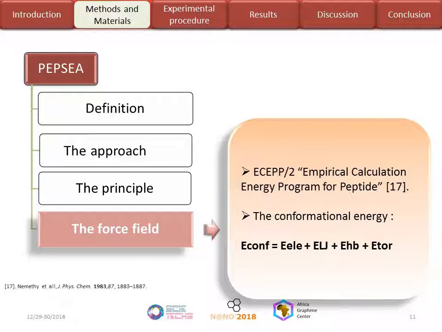The force field used by the PEPSEA program to compute the conformational energy is ECEPP2, Empirical Conformational Energy Program for Peptides. This force field uses the rigid geometry to represent the amino acid residues of the polypeptidic chain. The conformational energy function is the sum of four terms: electrostatic term, Lennard-Jones term, hydrogen bond term, and the torsion term.